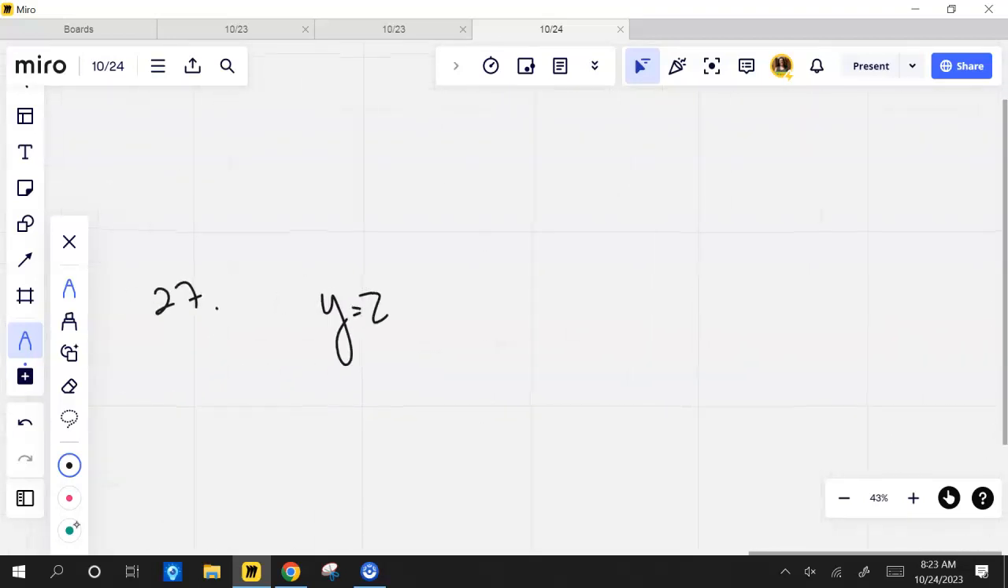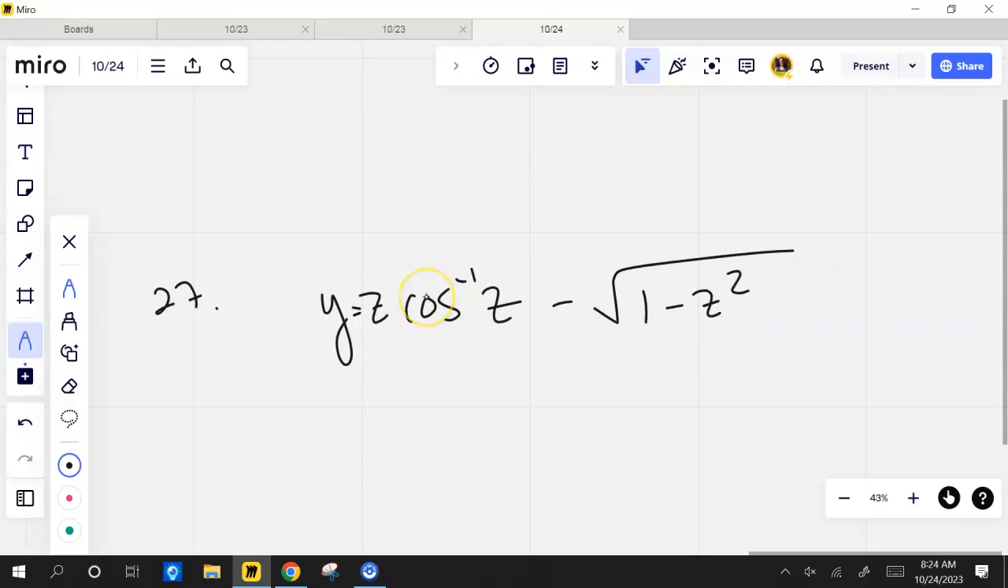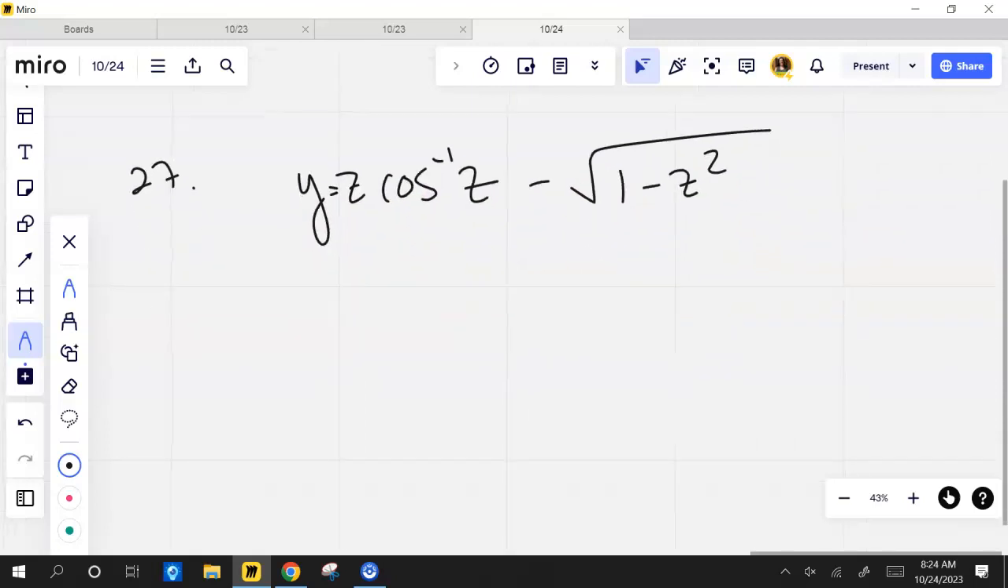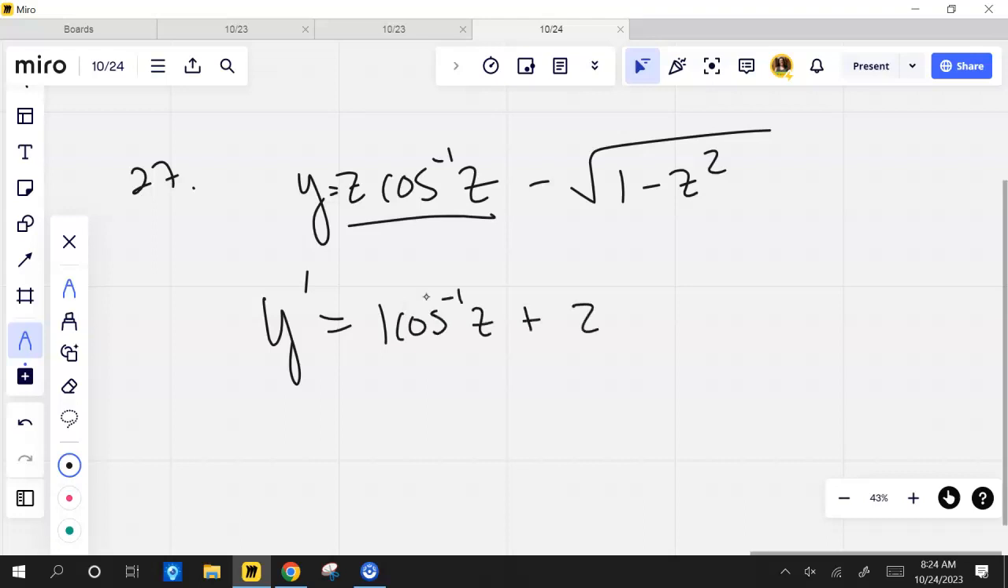This is y equals z inverse cosine z minus the square root of 1 minus z squared. So derivative here, it looks like a product rule in the first two. So derivative of the first would just be 1 times the second plus the first, and then derivative of inverse cosine is what? I don't know that off the top of my head. Negative 1 over, so that's straight off of your green sheet.